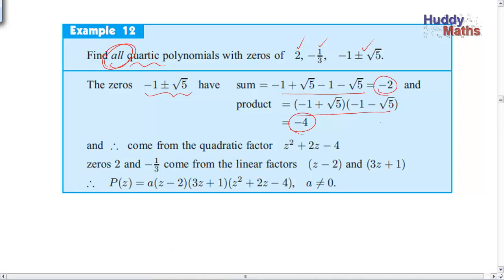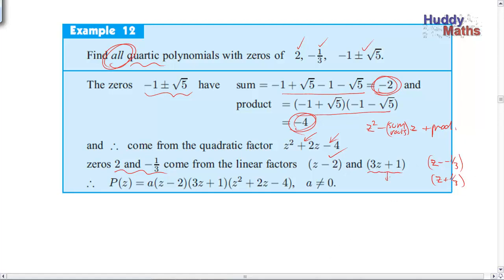The standard form for the simplest quadratic equation or function with those zeros would be z squared minus the sum of the roots times z plus the product. That's the structure, isn't it? So here we are, minus that sum is plus 2z, and plus the product is negative 4 down the end here. That's our quadratic factor. Now what about the linear factors? z take 2 is easy, and the other one could be z take negative a third, and that is z plus 1/3, but it's probably better to put it neatly as 3z plus 1.